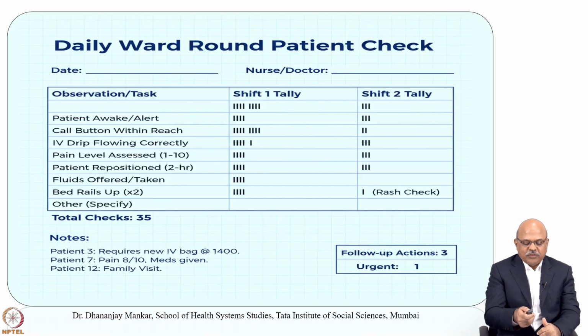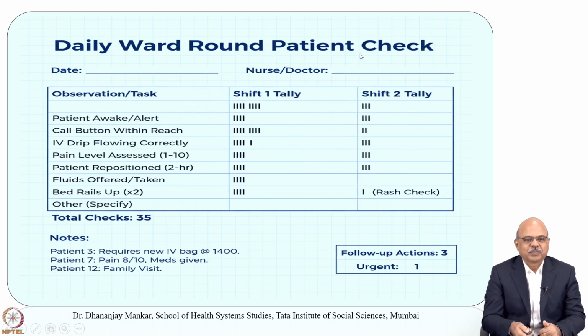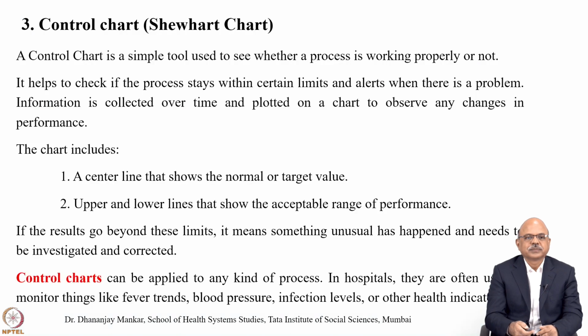This can be seen as a check sheet where you can find a daily ward round patient check. You may see the observations, the tasks actually: patient awake, call button, fluid operate. These are the things, and you can see the total checks in number, you can count in 50, 100 and so on. You can give specific notes if you really require. You can put it in the form of a shift also, first shift, second shift, third shift. You can mention a particular person like a nurse or a doctor or any employee.